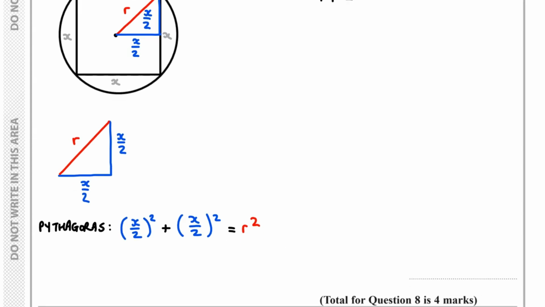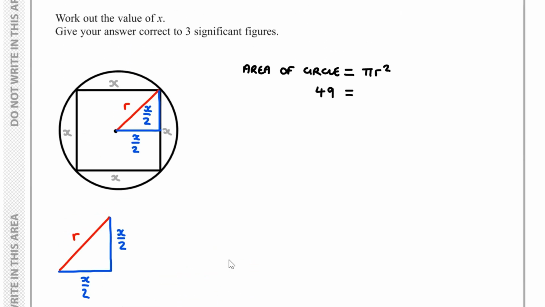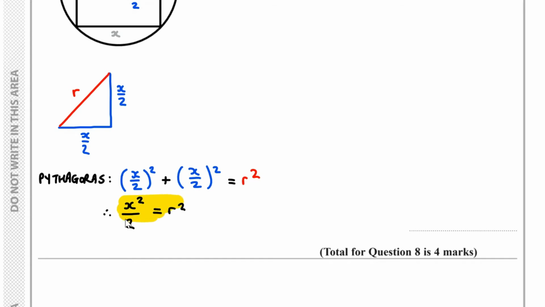So we have x squared over 4 plus another x squared over 4. Well, that will be x squared over 2. So x squared over 2 is equal to r squared. So now if we substitute this into here, we've got pi lots of x squared over 2. So this is what r squared is. And that's what we worked out here. So here is r squared.